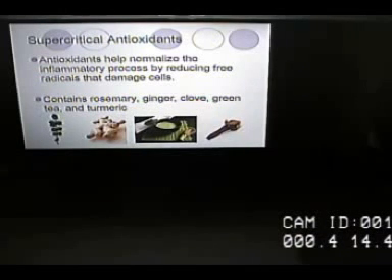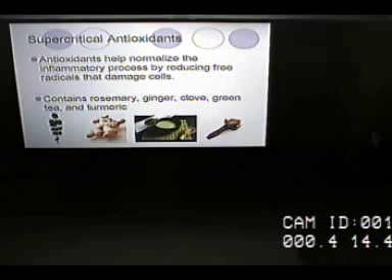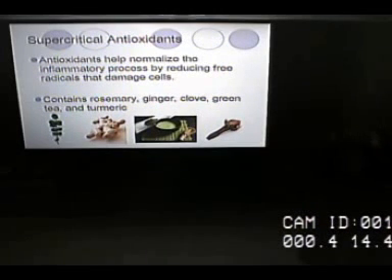supercritical antioxidants, that's one of the formulas we have out there. Again, I've been stressing the importance of antioxidants for the anti-inflammatory because of what oxidants do on the body and the cells. This one in particular contains rosemary, ginger, clove, green tea, and turmeric. So I think you're finding a theme along here with some of the things. They're really good to get in. Like I said, if you can get them into your diet, that's great.